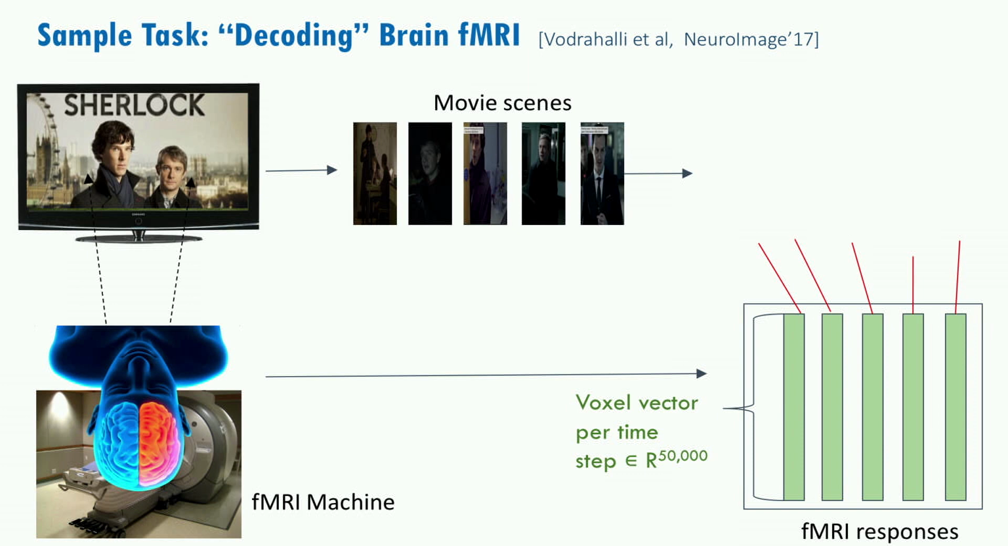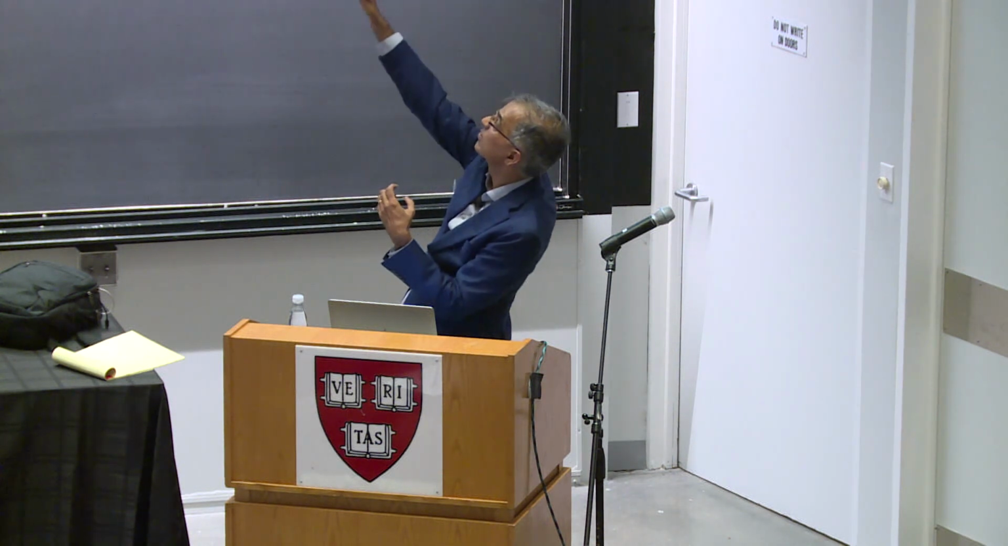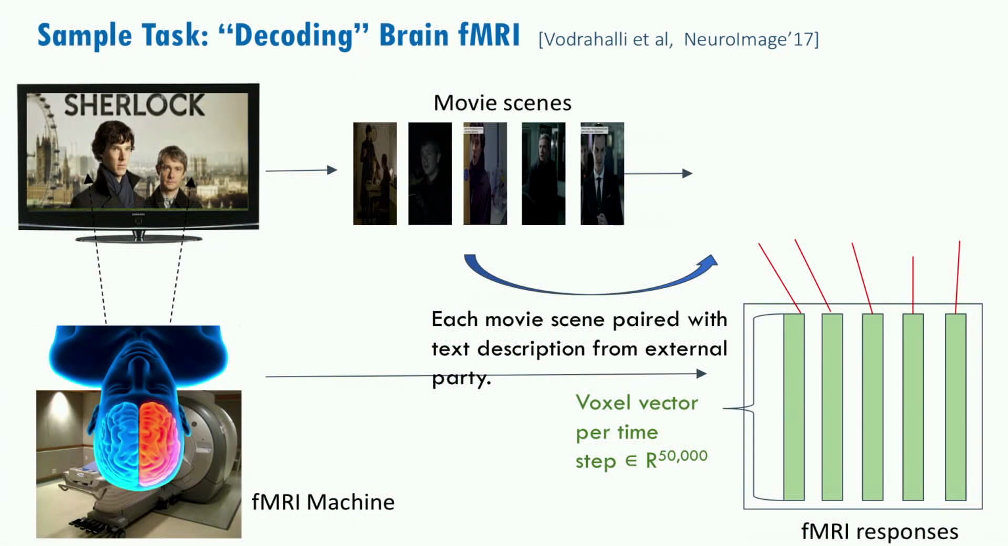Now you want to relate it to the stimulus that was being presented, which is a movie. The movie is a very complicated stimulus, right? There are explosions, there's all kinds of dialogue, and moving pictures, and so on. In order to relate it to this very simple thing, which is a vector, called a voxel vector, we need a simpler representation of the stimulus. So my colleagues at Princeton had the idea of annotating each movie scene every 5 seconds with a human annotation of 2 or 3 lines.